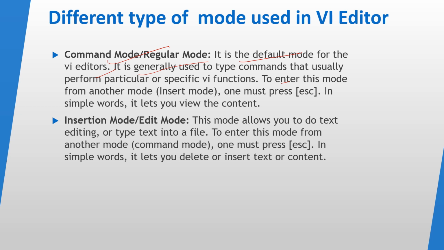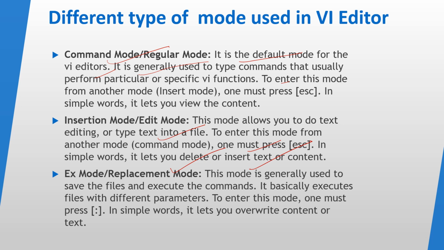Insertion or edit mode. This allows you to do text editing or type text into a file. To enter this mode from another mode, one must press i. In simple words, it lets you delete or insert text. Okay. Example: x. Ex mode or replacement mode is used to save the files and execute commands. It basically executes files with different parameters. To enter this mode, one must press colon. In simple words, it lets you override content. Okay.